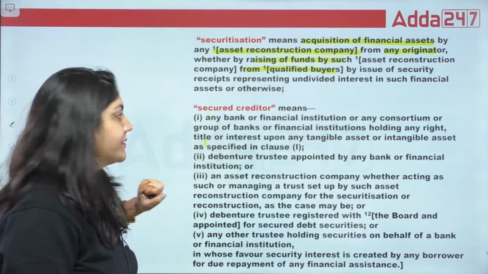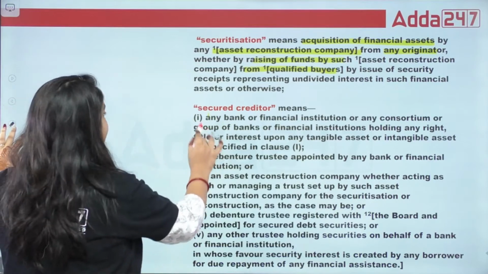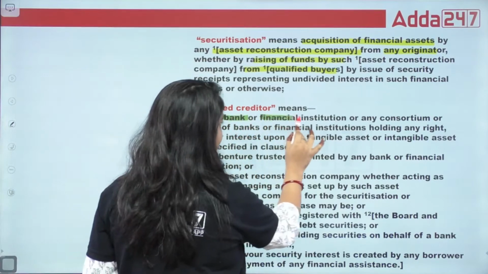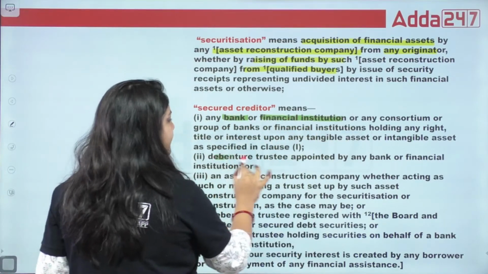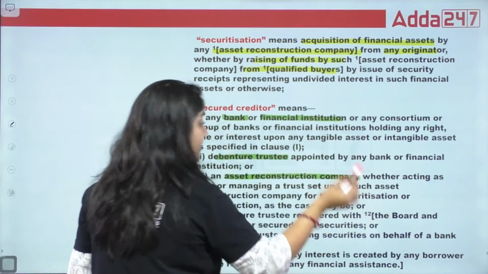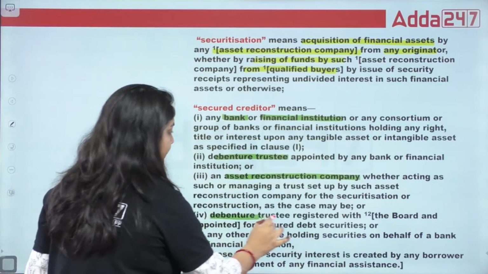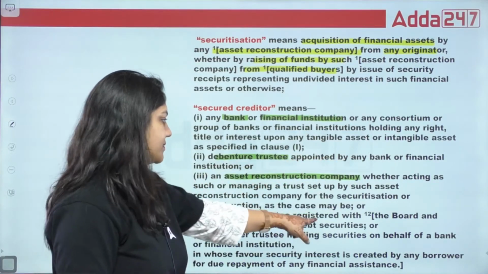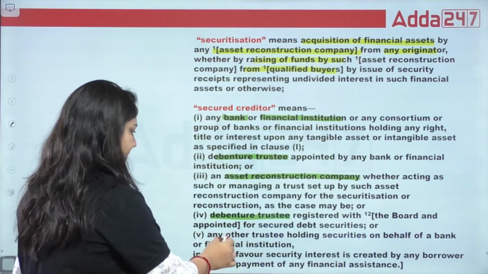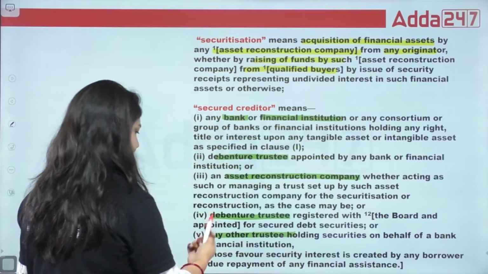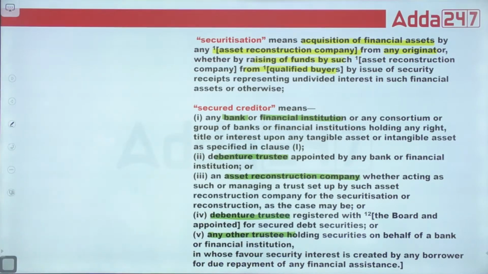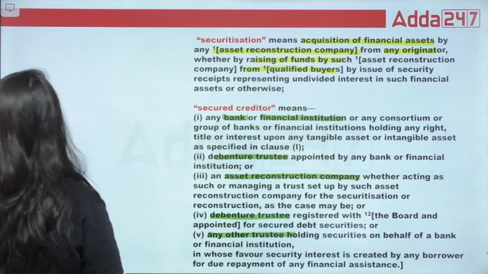What is a secured creditor? A secured creditor is the one from whom we take money. So guys, secured creditor consists of bank, financial institution, debenture trustee, and ARC company. We can take money from these. Debenture trustee is appointed by bank and financial institution, and is registered with the SEBI. Any other trustee, that's it. So this is called secured creditor. This is secured creditor, right?